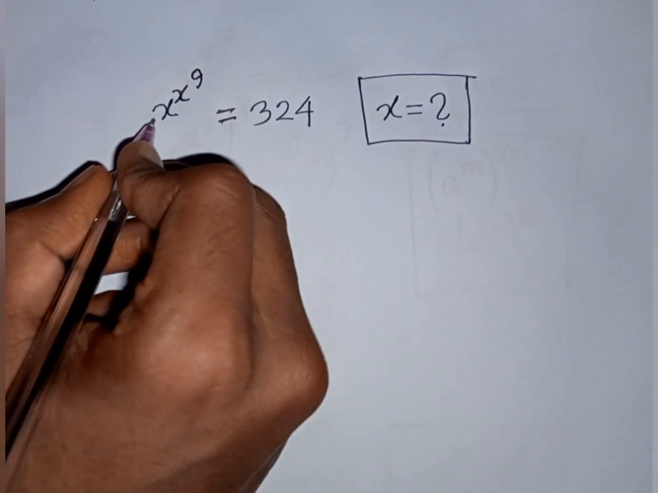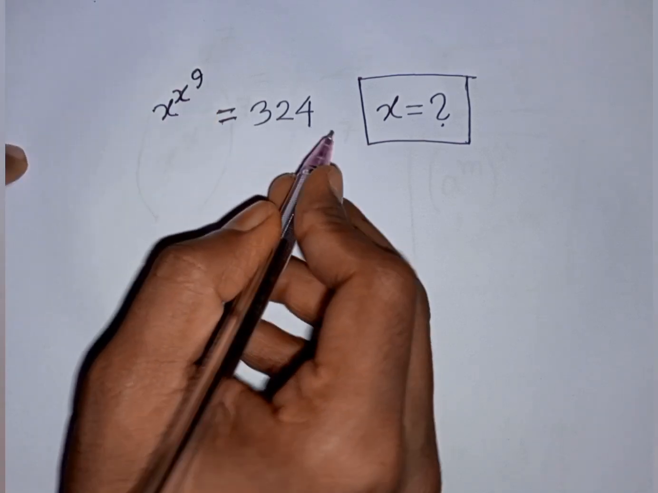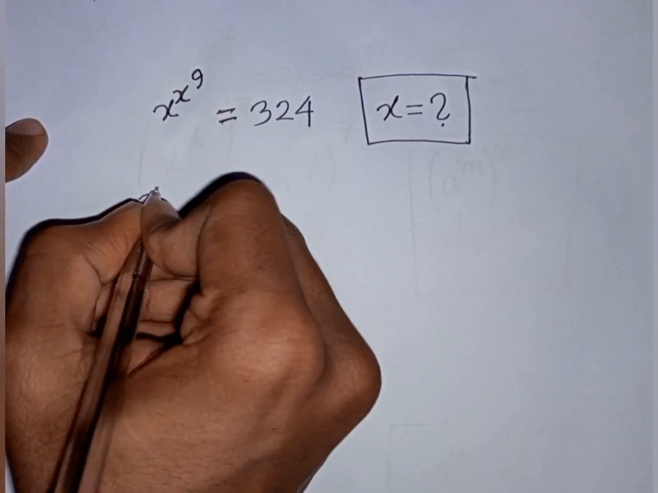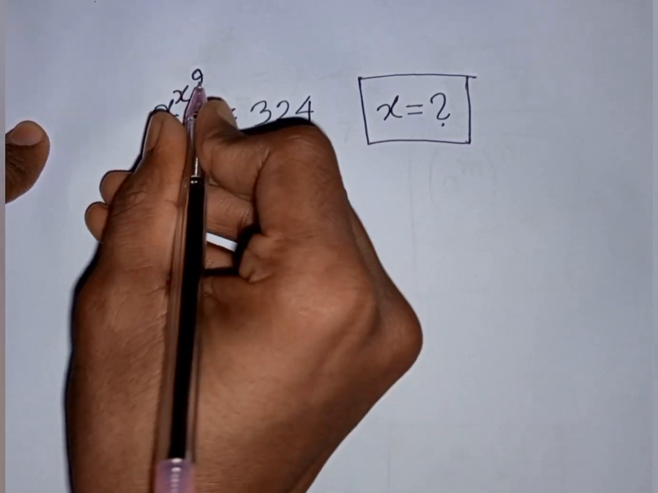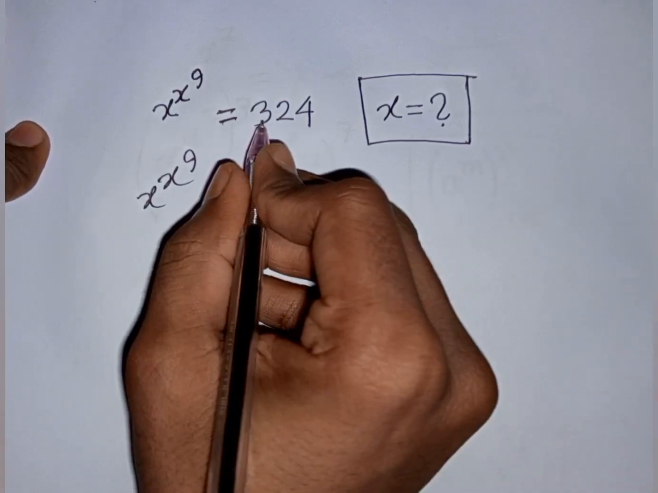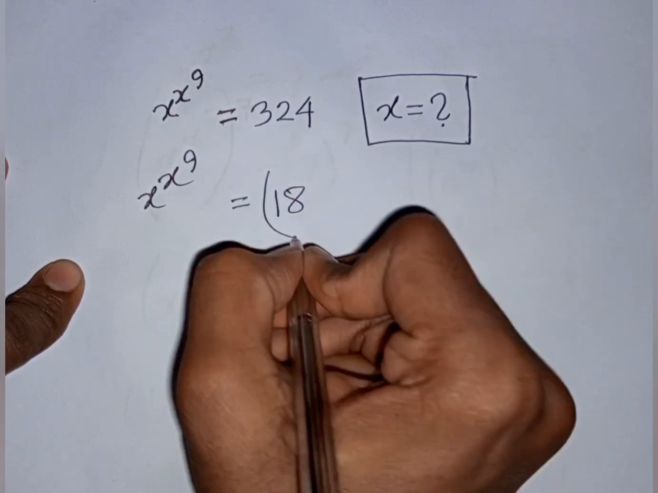How to solve x power 9 is equal to 324. Find the value of x. So we have x power 9 is equal to 324, which can be written as 18 square.